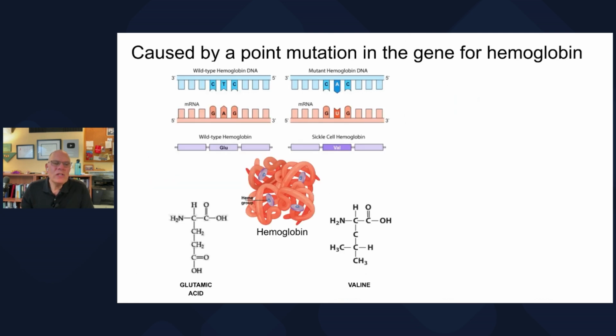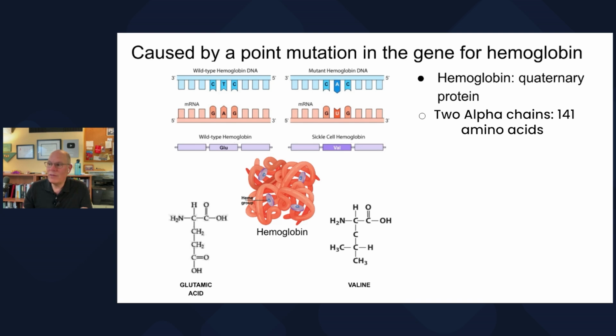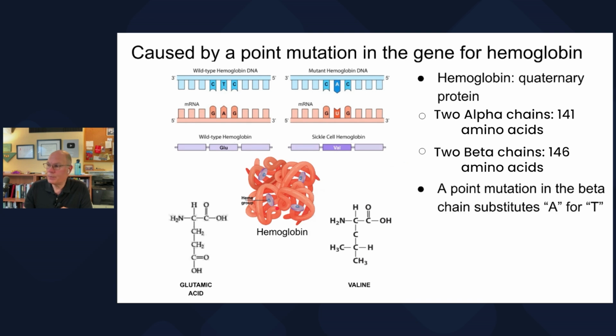Okay, sickle cell anemia is caused by a point mutation in the gene for hemoglobin. Hemoglobin is a quaternary protein. In other words, not just a tertiary protein that's folded up into a specific shape, but you have multiple polypeptides that are interacting. And in this case, there are 4. There's an alpha chain, and there are 2 of those that are 141 amino acids. There's a beta chain, and there are 2 of those that are 146 amino acids. So we've got 2 alpha chains, 2 beta chains.